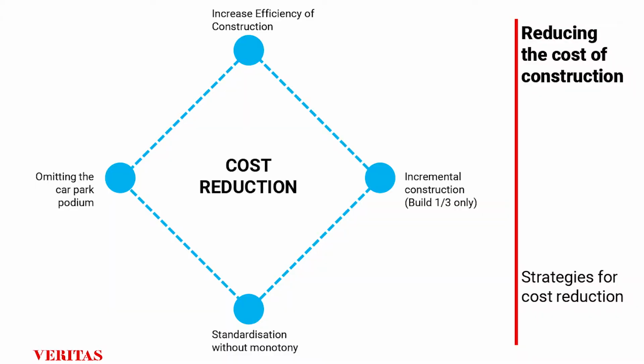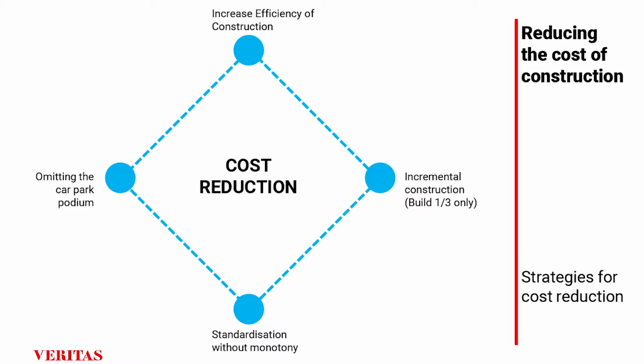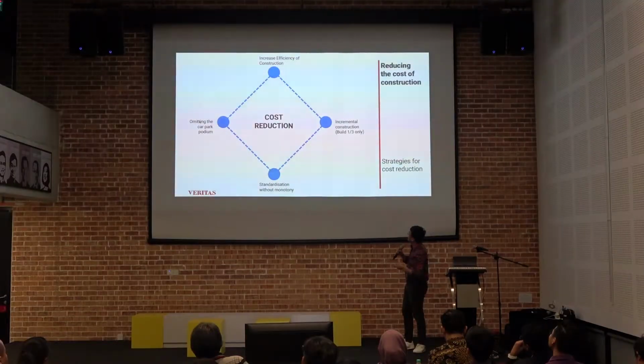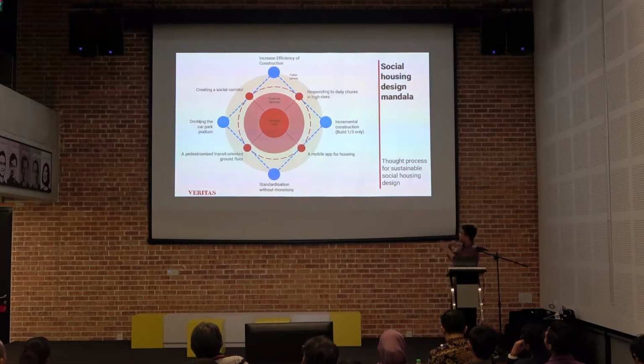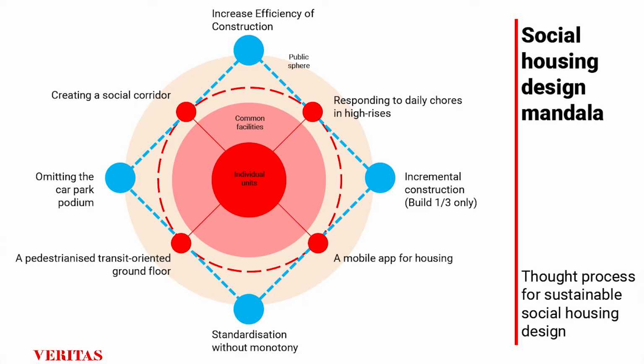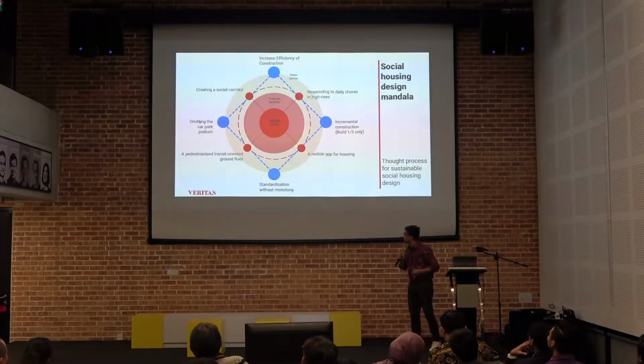And then use the IBS to create a standardization without creating the monotony. So how do we create standardized elements of precast without creating the stigmatized image of precast architecture? And finally, we wanted to test the idea of incremental construction. So basically, an idea we saw in Chile. So you just build a third of the house, the other two-thirds will be built by the owners once they have more money and they have the time to do it. So as a whole, when we combine it, it becomes a kind of design mandala, like how to think about social housing. So integrating cost reduction with the social ideas that we had. So this is our concept, if you like.